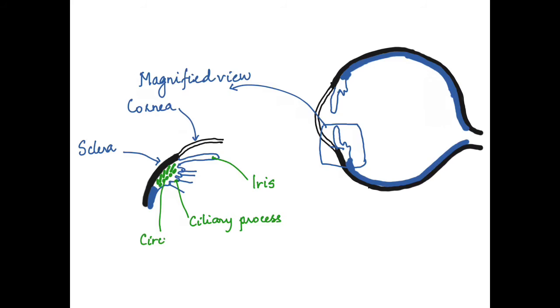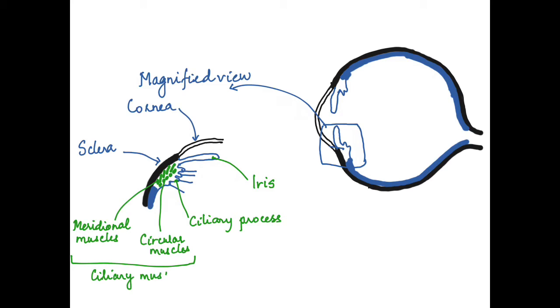The other part which is formed by the choroid is the ciliary processes, and it has muscles, that is the meridional and the circular muscles, which together form the ciliary muscles. So, ciliary muscles, then ciliary processes and iris. Apart from that, the ciliary processes show the presence of thread-like structures which are called the suspensory ligaments. These suspensory ligaments help to hold the lens.